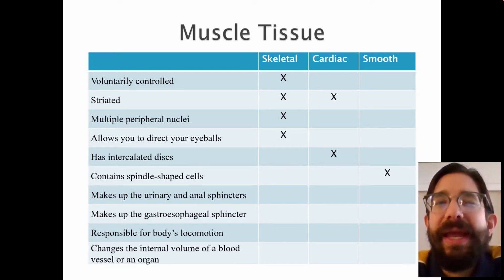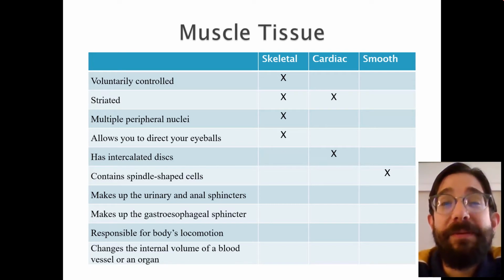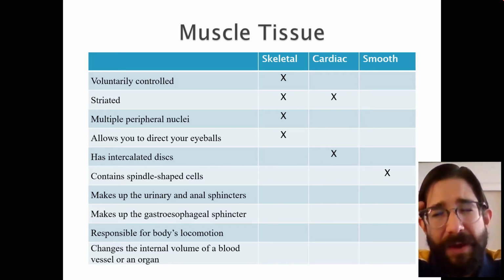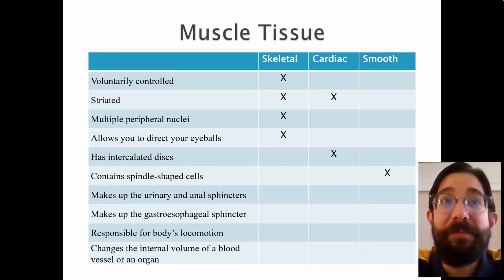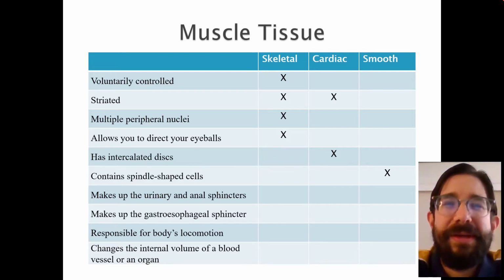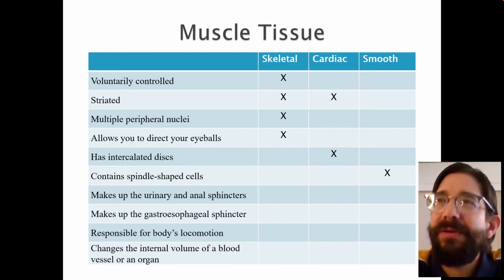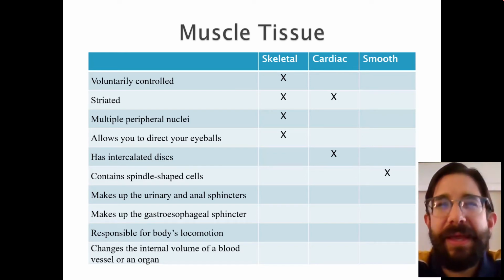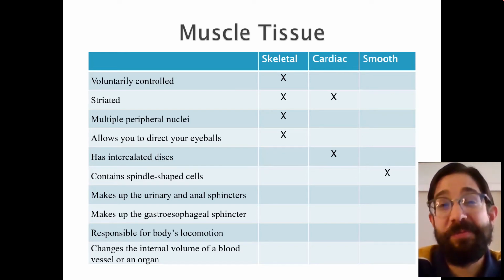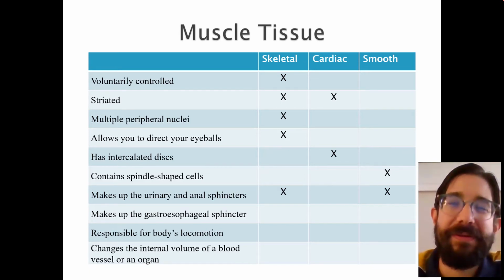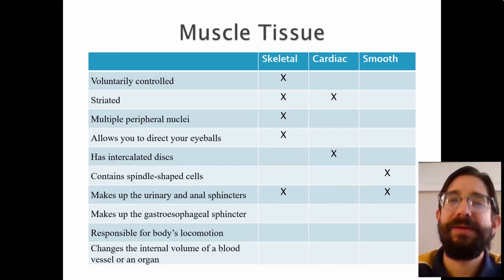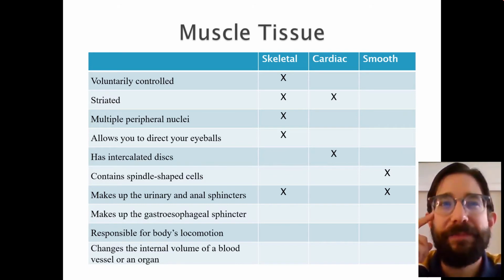What about the urinary and anal sphincters? Well, we said if you're doing the pee-pee dance, you're using skeletal muscle. You're voluntarily deciding to hold that urethra closed so that you don't pee. But what about when you're sleeping? A lot of the time you're not consciously keeping your sphincters closed, and yet you don't pee the bed or poop the bed. So there are also smooth muscle sphincters in the urinary and anal regions. So two types of sphincters, some you can control and some you can't.